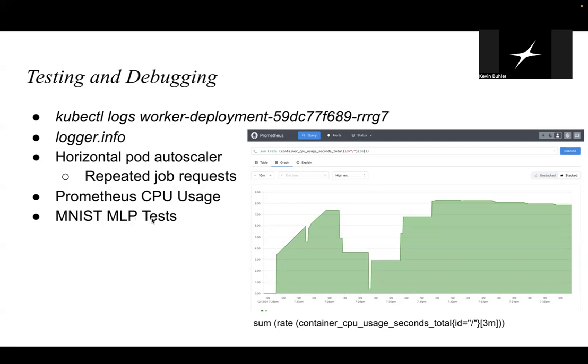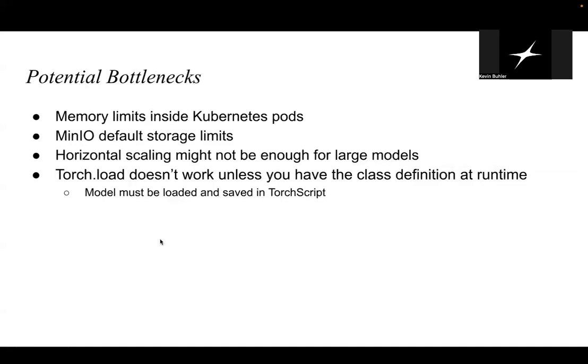I've also tested this on an MNIST MLP, and we just upload the model. There's no model definition. This is pretty general for all Torch MLPs. A potential bottleneck is memory limits inside our Kubernetes pod, and then reaching the MinIO default storage limits. So if you have a really large model, the horizontal scaling is not going to be enough. You're actually going to have to add a GPU and put this on a really nice server in the cloud.